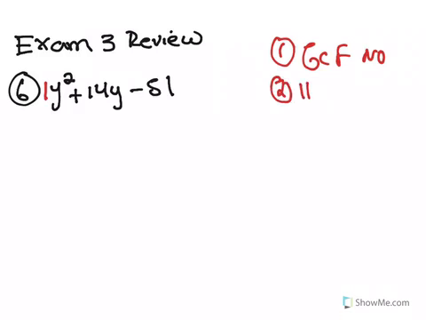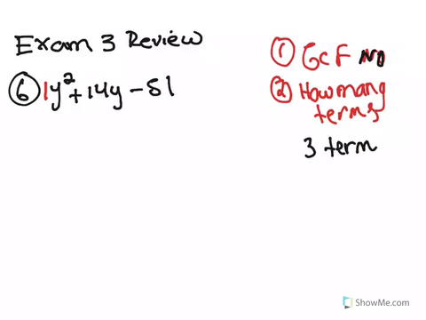Second question, how many terms? In this case, I have three terms. And when I have three terms, I want to factor by the AC method. Factor by AC method. Okay? So what does the AC method tell me?